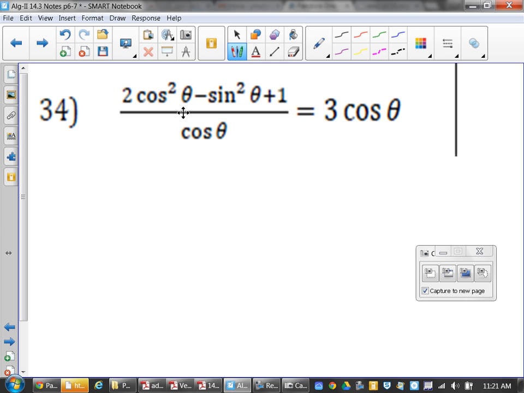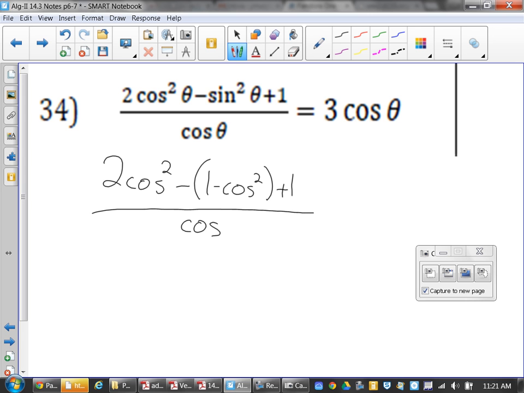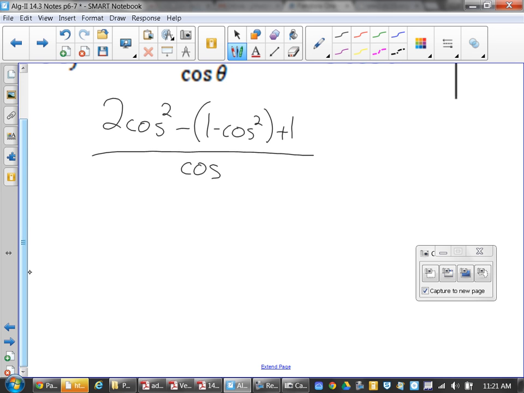So sine squared can be 1 minus cosine squared. You need to memorize those, you won't get those. So you get 2 cosine squared minus the quantity 1 minus cosine squared, plus 1, all over cosine. Distribute your negative and combine like terms in the numerator. So I have 2 cosine squared minus 1 plus a cosine squared plus a 1, all over a cosine.